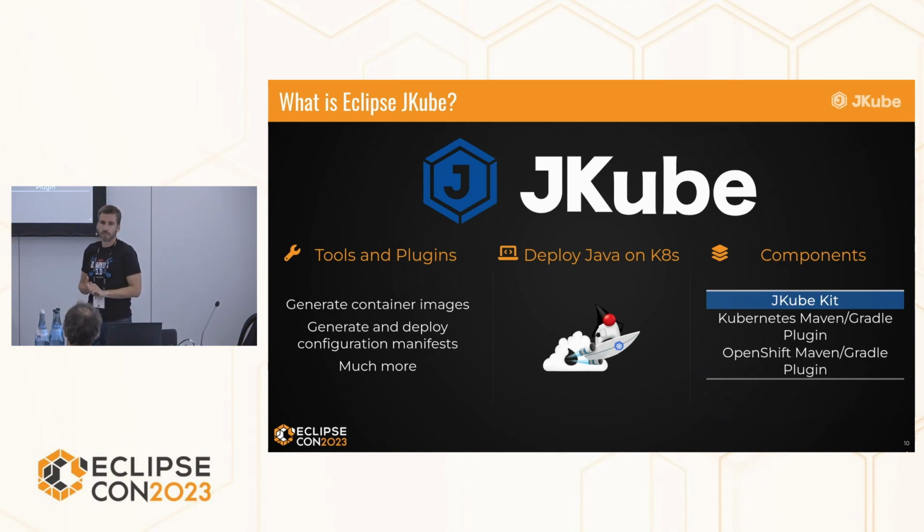So JKube is a set of tools and plugins that will allow us to generate container images and to generate and deploy the cluster configuration manifests. So basically, it abstracts away the implementation details when we are dealing with Docker files and with those cluster configurations, the YAML files, and automates most of the tasks for us. It consists of several components. The main module, which is JKube Kit, is a standalone module that you can use yourself. However, JKube also has the Kubernetes and OpenShift Maven and Gradle plugins that can be used to seamlessly integrate JKube in your project.